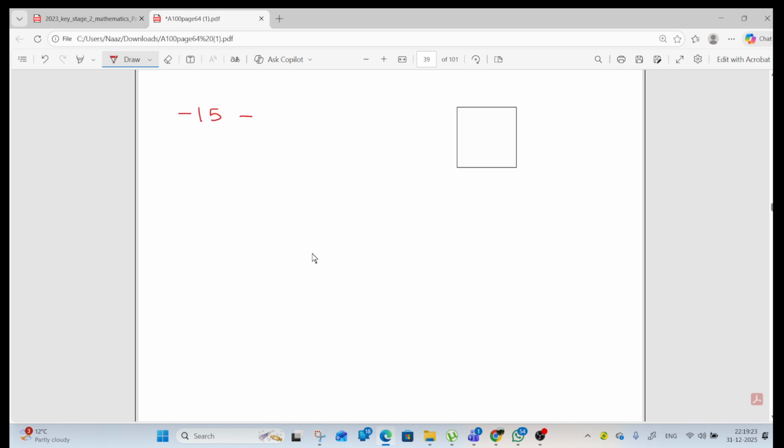Negative 15 minus negative 6. So we have two signs next to each other. First we convert it into a single sign. So two negative signs, that means we need to convert it into positive. Here I have 6, here I have negative 15. Now one is negative, the other is positive, so we need to subtract them. If I subtract them, 15 minus 6 is 9. The bigger number, 15, is negative, so my answer is going to be negative.